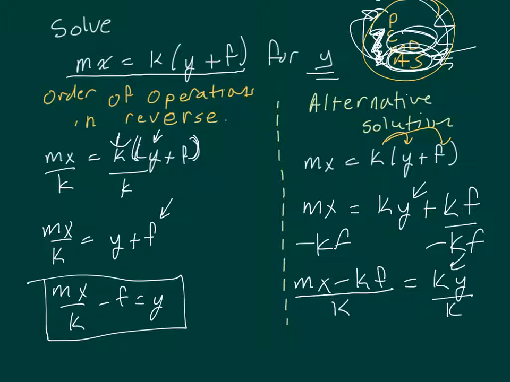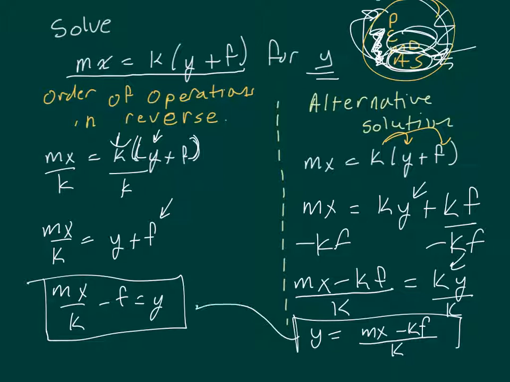And then your final answer will be y equals mx minus k times f, that entire expression over k. Which actually, technically, you could, and we'll see how to later on this year, simplify down to what we have over here. Both of these answers are great. I take them both as 100% correct.